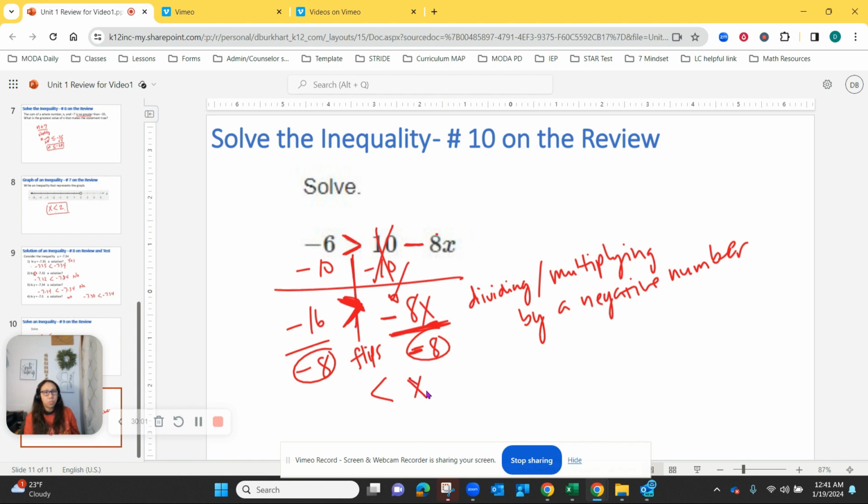So x right here, let's do the math on the left side. Negative 16 divided by negative 8 is positive 2. Now if you notice, your x right here should be bigger than 2. So we can rewrite this because I like to put my variable on the left side. And it's still bigger, so the alligator still eats the variable x too. So that would be my answer.